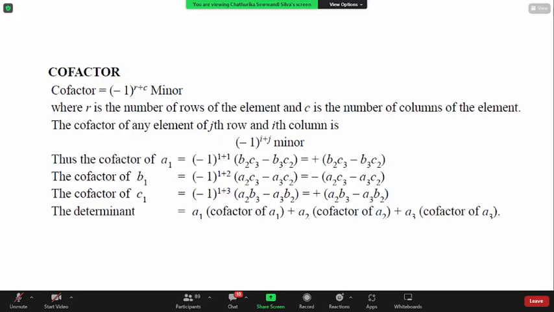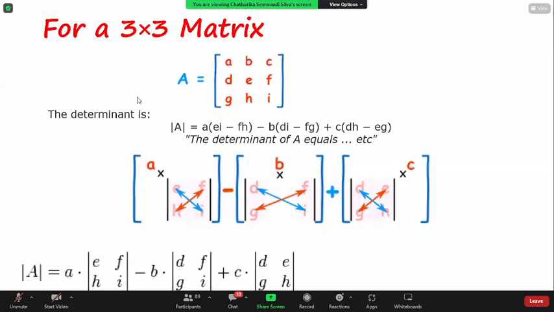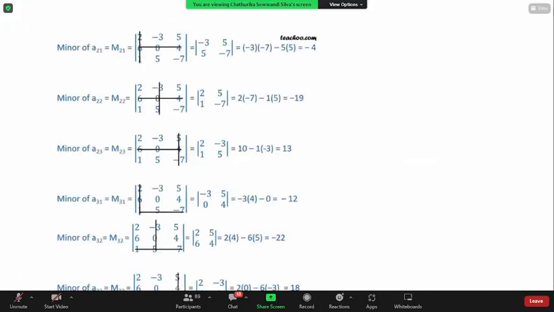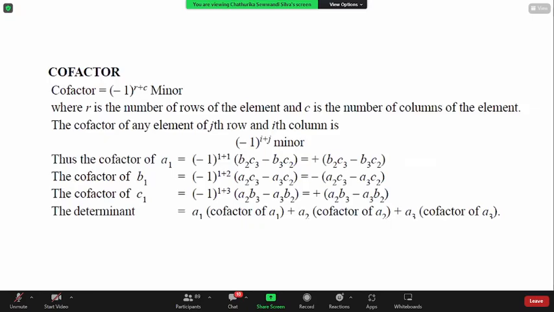The concept of cofactor is the one which determines the sign. So here plus, minus, plus, plus, minus, plus, right? That will be judged by the concept of cofactor. I told you, if you select the first column, the first term is plus, the next term minus, and then plus. But when you select the second row to determine the determinant, that is not the case. The pluses and minuses are interchanged.